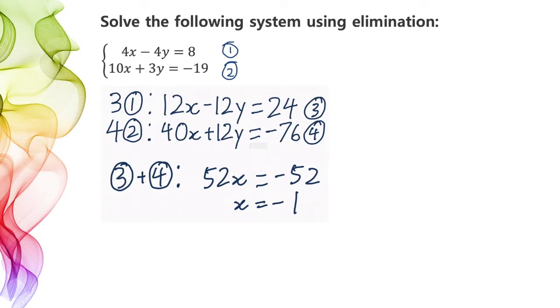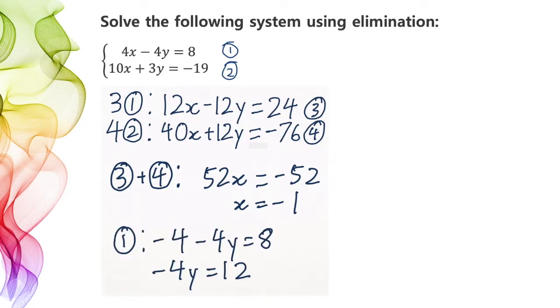And now we have to plug this into one of the two equations. I'm just going to plug it into equation 1. So we replace x with negative 1. 4 times negative 1 is negative 4. Negative 4 minus 4y has to equal 8 according to this equation. When we move negative 4 to the right side, we get negative 4y is equal to 12. We divide both sides by negative 4, we get y is equal to negative 3.